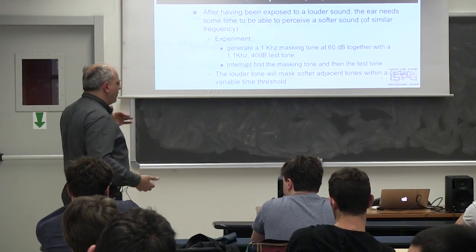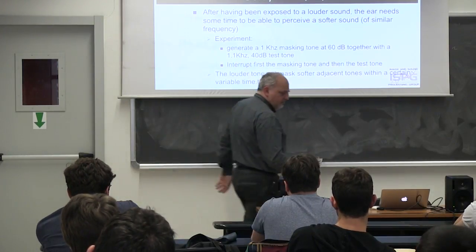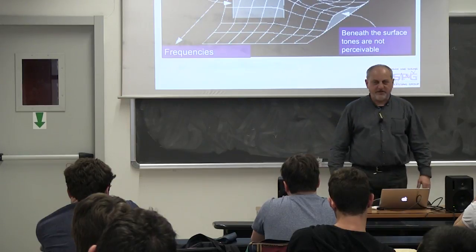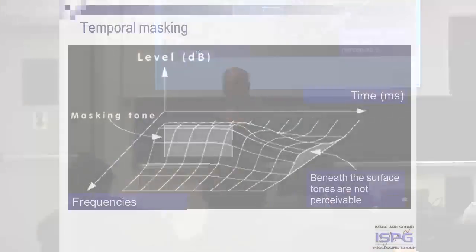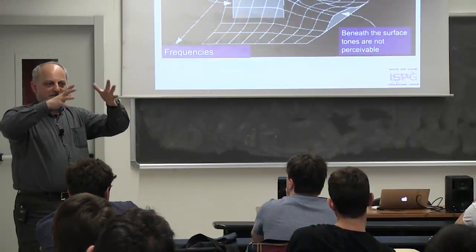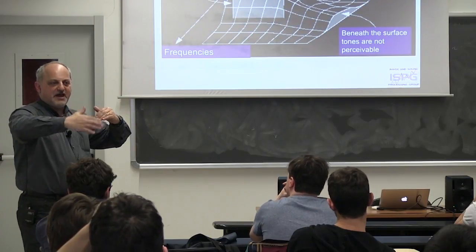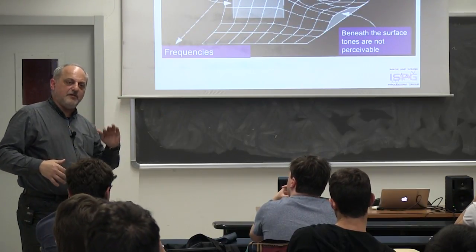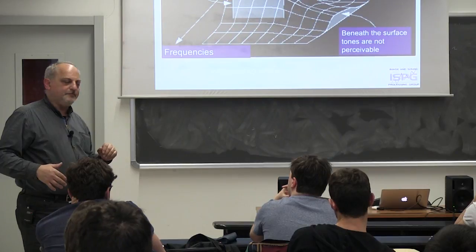So if you want to picture the situation in a higher dimensional space, you can think of it like that. The masking tone is like a blade in the frequency time domain. So it's a sort of a blade lifting up, which lifts up a rug, a carpet. Okay? So you will have the masking tone that operates in frequency, but also over time, with even a slight effect in anticipatory terms.